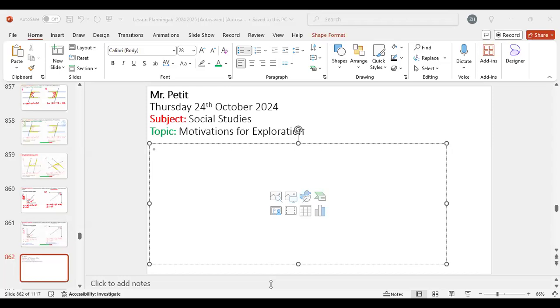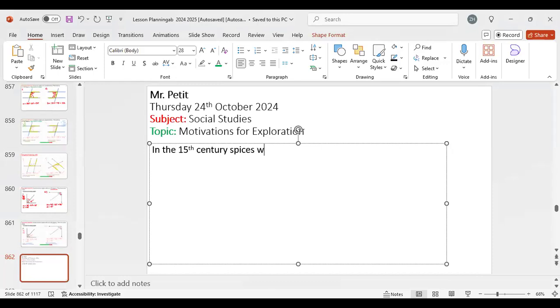So what happened is that they had a trade route. In the 15th century, you needed spices. So let's write this down. This is going to explain, in depth, what his motivation was. So in the 15th century, spices were very important. Now, why do you think spices were important in the 15th century?